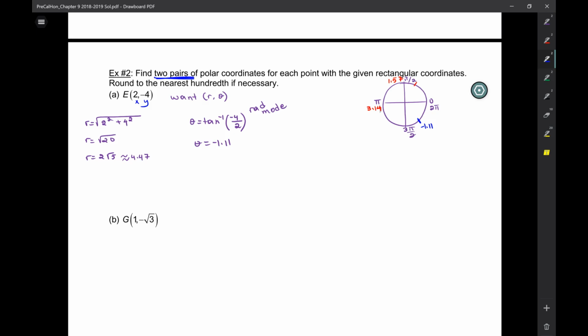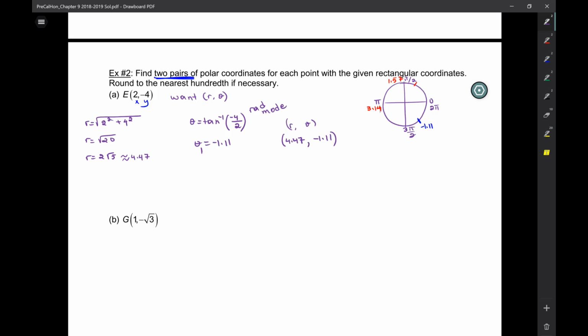So here is my, I'm going to call this theta 1, because I'm going to come up with 2 of them. So now r comma theta, take a look. It's going to be 4.47 and negative 1.11. This is my first coordinate. Now I'm going to have to come up with another coordinate. Would you leave the r in 2.5 or would you rather do that? Either. Could you add 360?